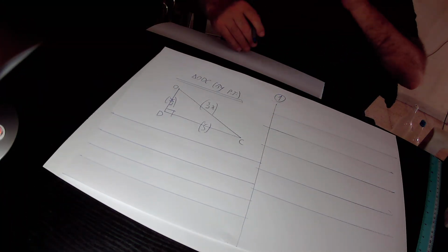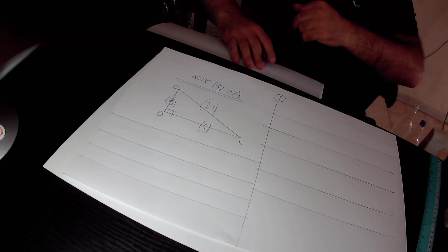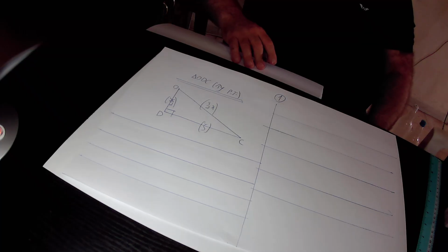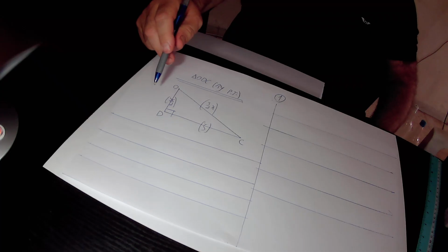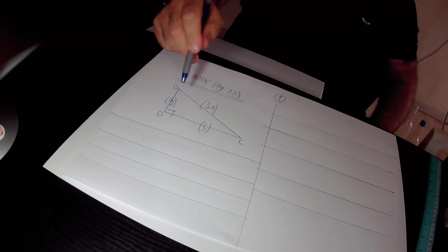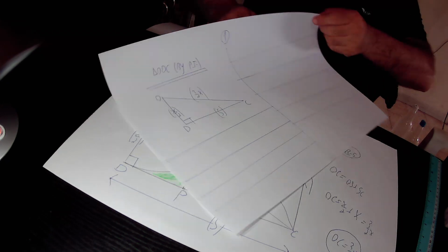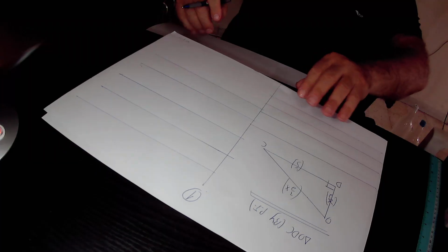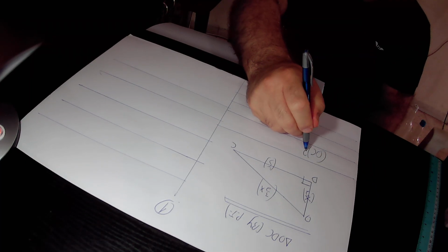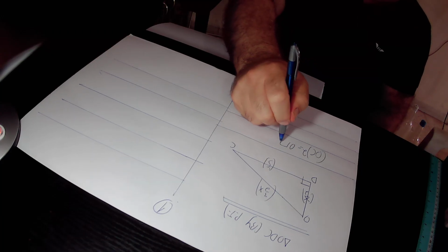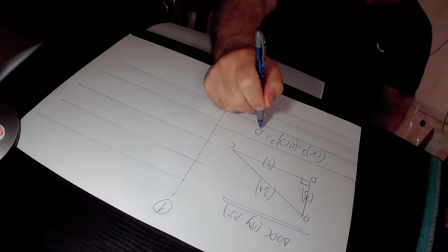So this is the right triangle ODC that I copied from the original drawing. According to the Pythagorean theorem, OC squared, that is the square of the hypotenuse, equals OD squared plus DC squared. Again, OC squared equals OD squared plus DC squared. So I write it down. OC squared, the square of the hypotenuse, equals OD squared plus DC squared.